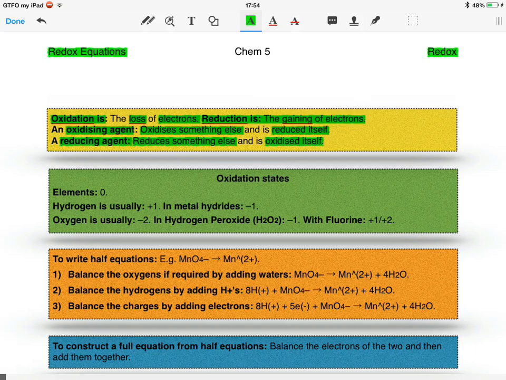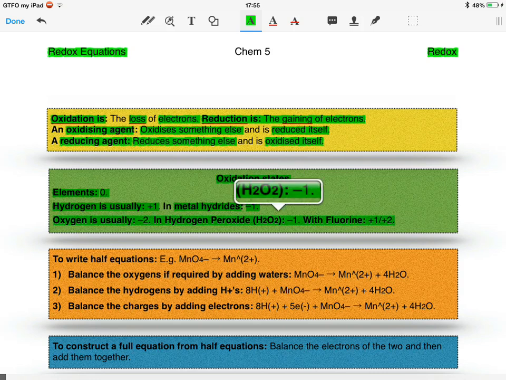Right, so now we need to know some specific rules about oxidation states. Elements all have an oxidation state of 0, period. Hydrogen is usually +1, however in metal hydrides it's -1. Simple. Finally, we've got oxygen. Oxygen is -2. Apologies for the highlighting there. In hydrogen peroxide, however, oxygen has a -1 oxidation state.